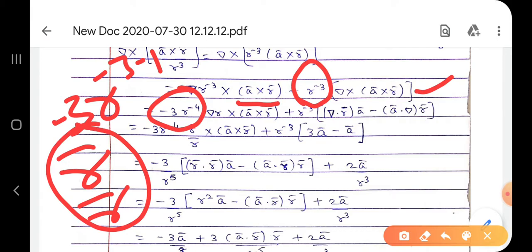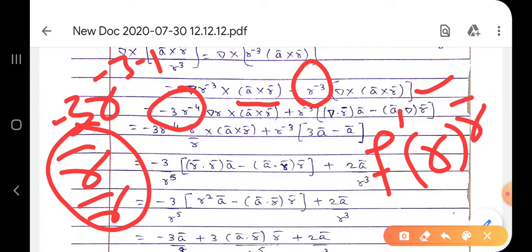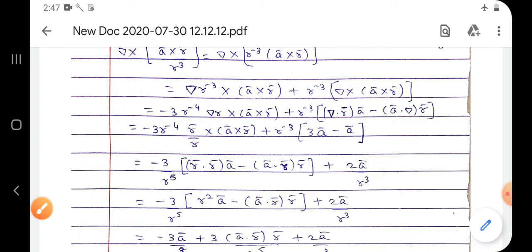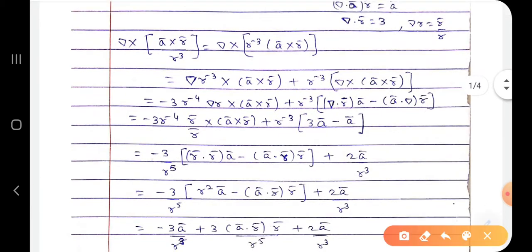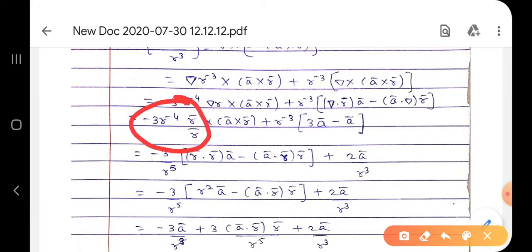If you write directly r bar upon r, then it is well and good. Because using our del of f of r, del of f of r is f dash of r, do you remember? F dash of r into r bar upon r. So like that, f of r is our r raised to minus 3, its derivative is minus 3 r raised to minus 4 into r bar upon r. Correct? You may get this step directly, right?